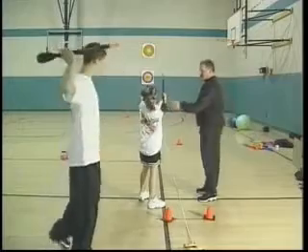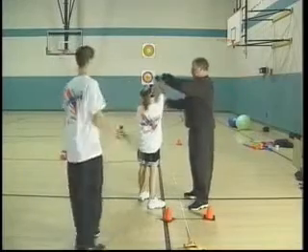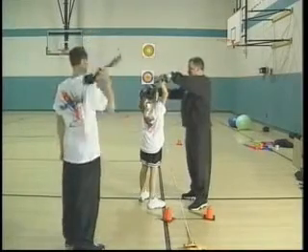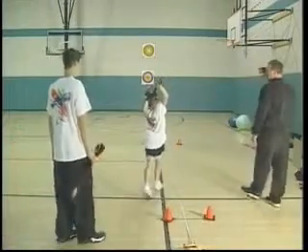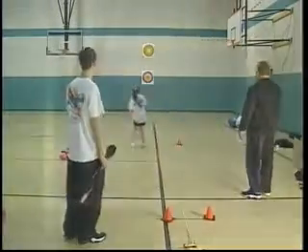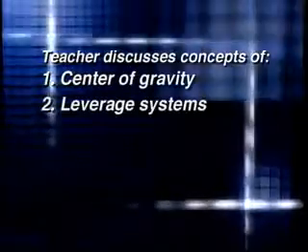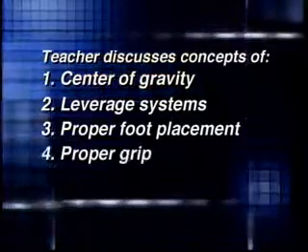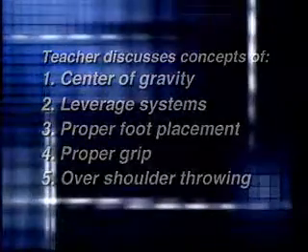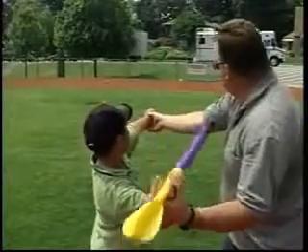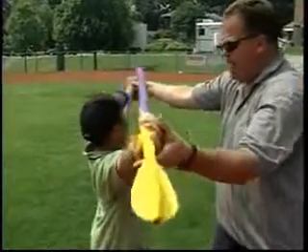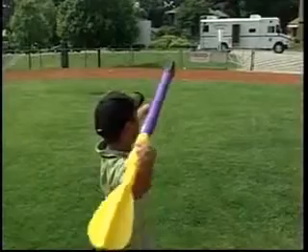From these positions, the athletes should pay close attention as their teacher demonstrates each step of the throw, including the grip, the carry and drawback, flight release, and follow-through. Throughout the demonstration, the teacher discusses the concepts of center of gravity, leverage systems, proper foot placement, and proper grip and over-shoulder throwing technique. Lastly, before the students make their first attempts at throwing the turbo jab, the teacher should remind them that using proper technique makes throwing a turbo jab safer for all involved.